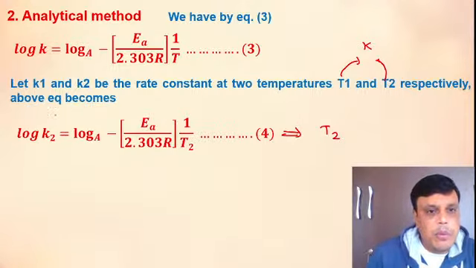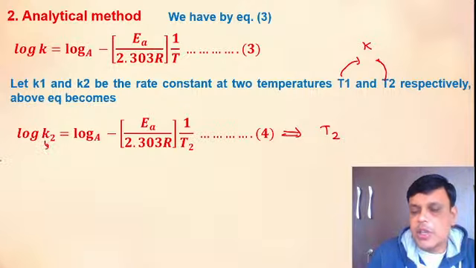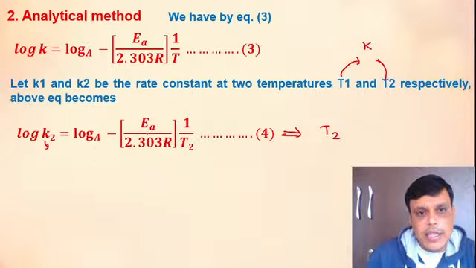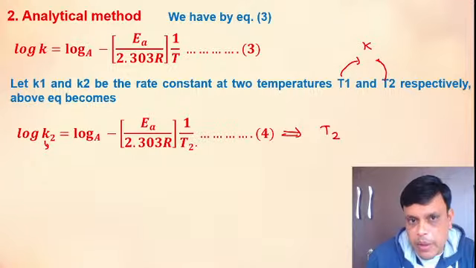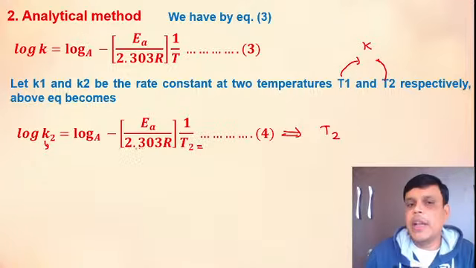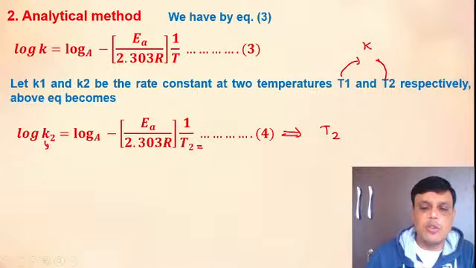So we'll put the value of K. Instead of K we'll give K2 because it is the rate constant at temperature T2. Then log A minus EA by 2.303 R into 1 by T2, because the temperature here is T2. So this is your first equation.